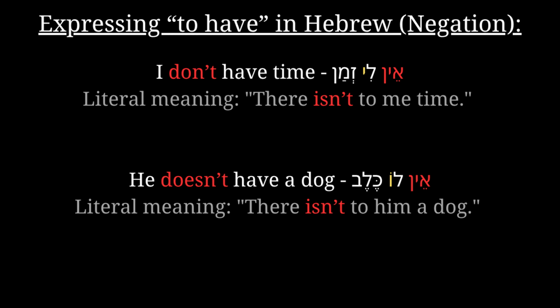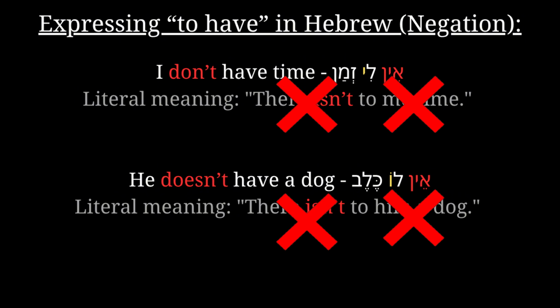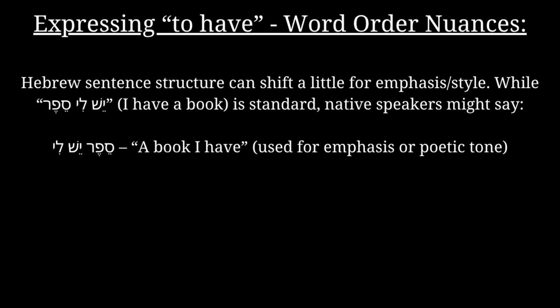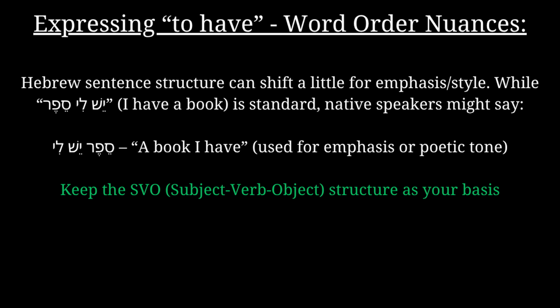He doesn't have a dog. En lo kelev. The literal meaning is there isn't to him a dog. In this case, the literal meanings completely make no sense, so we need to have a modern pattern. Moreover, Hebrew sentence structure can shift a little for emphasis or style. While yesh li sefer, I have a book, is standard, native speakers might say sefer yesh li, a book I have, which is used for emphasis or poetic tone. Still, keep the SVO structure as your basis when you speak Hebrew.